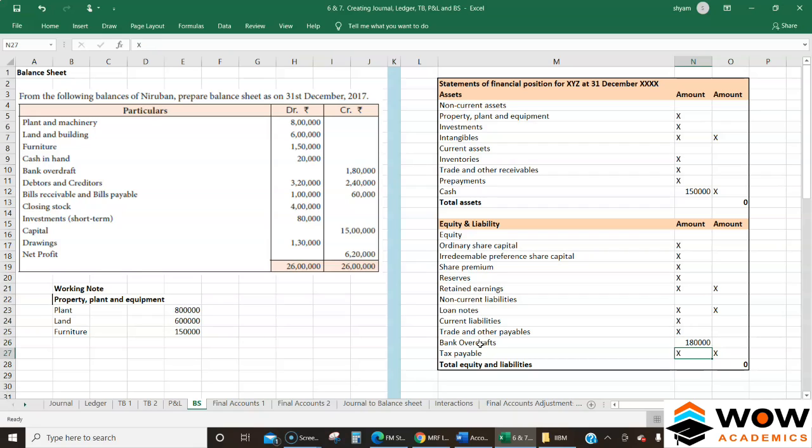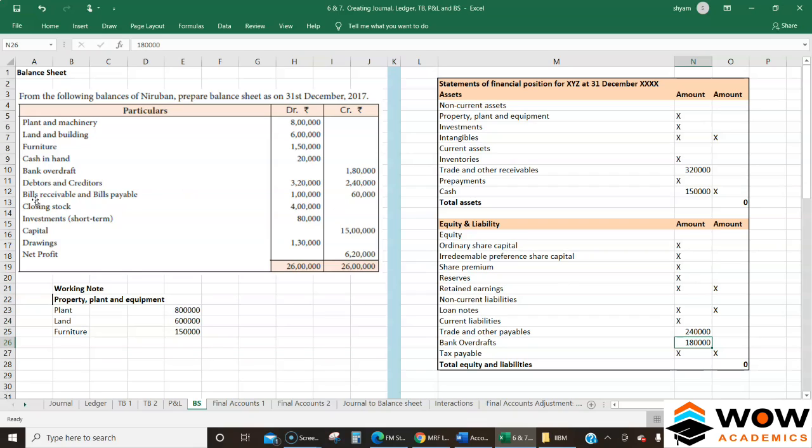The next is debtors and creditors. Debtors would be referred to as receivables. Debtors, or receivables, will only be a debit item because it's an asset. And the payables or creditors would be a credit item. So the credit item is 2,40,000, and we'll put that here.